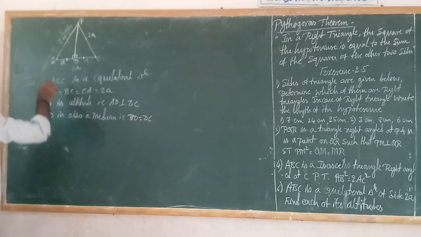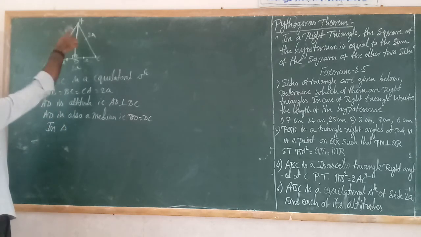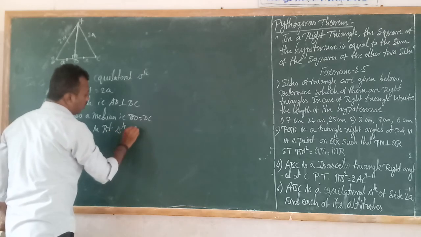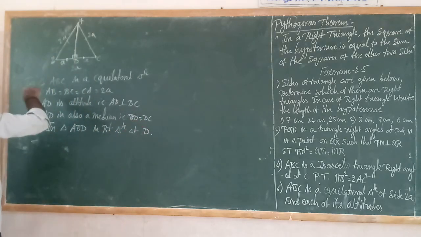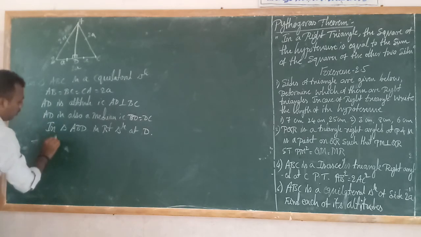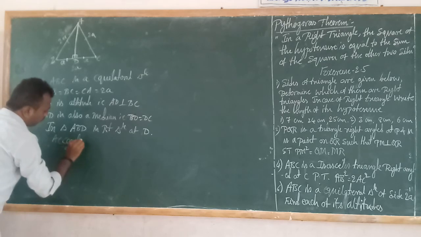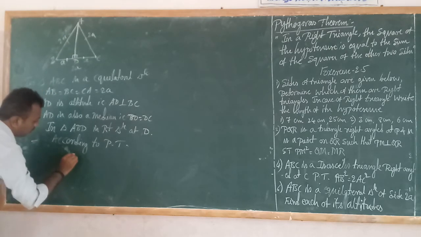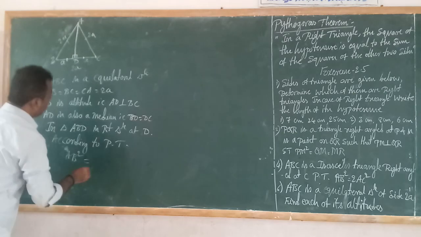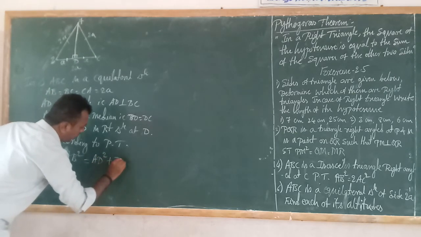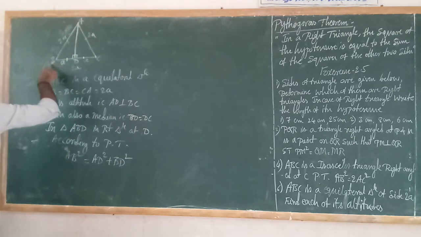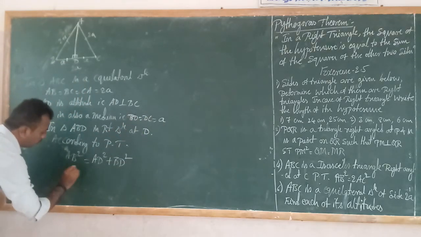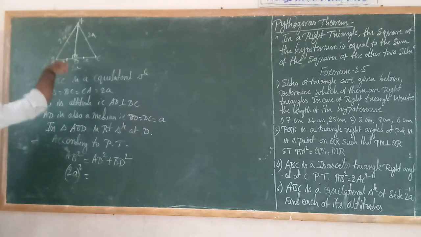Okay, now I will consider the triangle. In triangle ABD, ABD is a right triangle at D, because AD is perpendicular to BC. Now, according to the Pythagoras theorem, the square of the hypotenuse, that means AB square, is equal to AD square plus BD square. Now, what is the length of AB? 2A. And BD is equal to, what is the length? A. So 2A whole square is equal to AD square plus BD square.